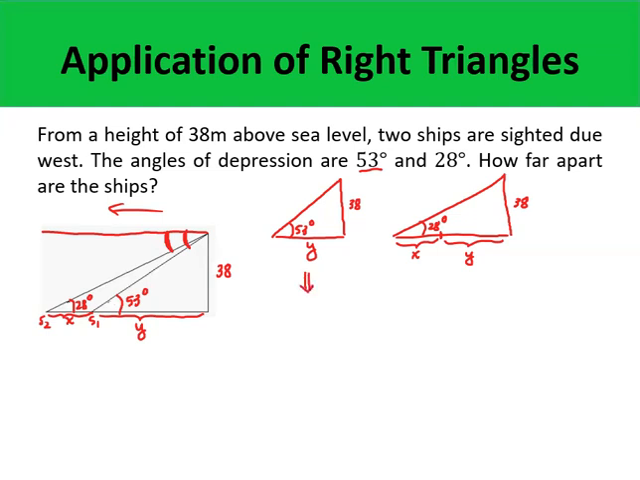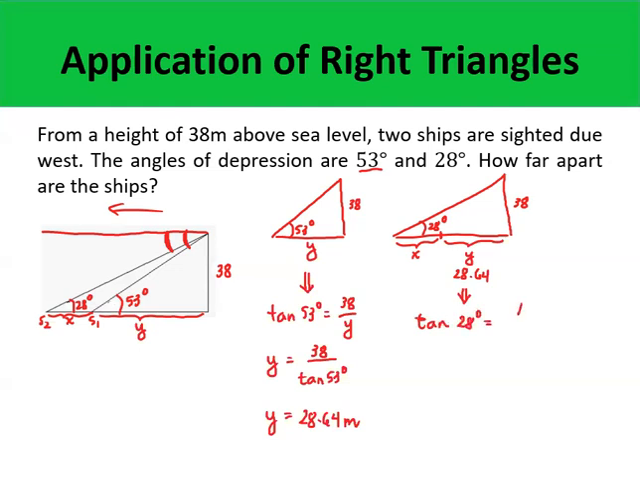So in this triangle here, the relationship is tangent of 53 degrees is equal to the length of the opposite side over the length of the adjacent side. So that gives us y is equal to 38 over tangent of 53 degrees. And using our calculators, that's 38 divided by tangent of 53 degrees, which is 28.64 meters. So that means this here is 28.64 meters. Now, in order to solve for x, we again make use of the tangent relationship. So tangent 28 degrees is equal to opposite, which is 38, over the length of the adjacent, which is x plus 28.64.